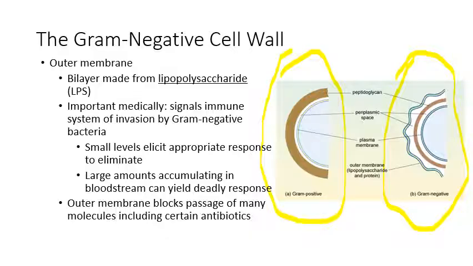Also, the lipopolysaccharide that we find in the outer membrane of gram-negative cells can cause some serious effects inside the body. It acts as a toxin that your body can react to quite strongly. If we have small levels of that lipopolysaccharide in your body, it's going to trigger an immune response, which is normal and appropriate. If we have large amounts of it, it can trigger a possibly deadly response. So that lipopolysaccharide is something that we need to be aware of.